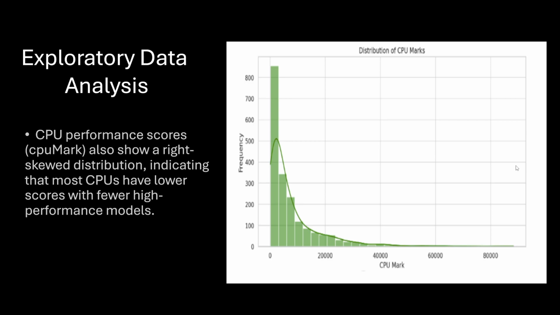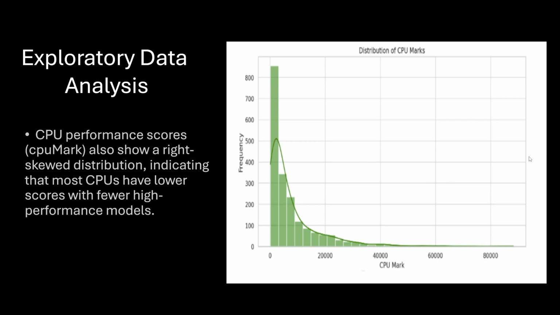And so for this one, similarly, CPU performance scores or CPU marks are mostly lower with fewer high performance models, similar to the prior graph, indicating a right skew distribution. This tells us that high performance is not the norm, but rather the exception. We can see that the skewness that this graph has highlights the rarity of the high performance CPU and sets the stage for further analysis. It really prompts us to question what drives the performance enhancement in these exceptional cases.